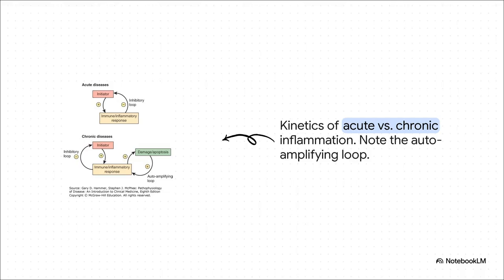Look at the top diagram. That's acute inflammation. See how the response gets activated, but it also triggers an inhibitory loop? That's the built-in off switch. Now look at the bottom diagram for chronic disease. That off switch is just completely overwhelmed by this nasty auto-amplifying cycle.